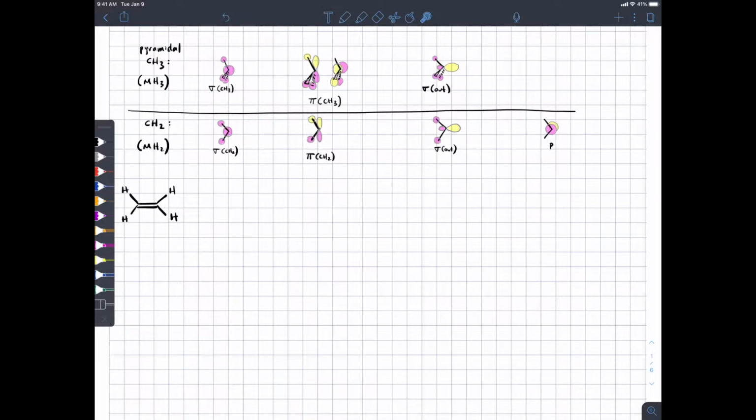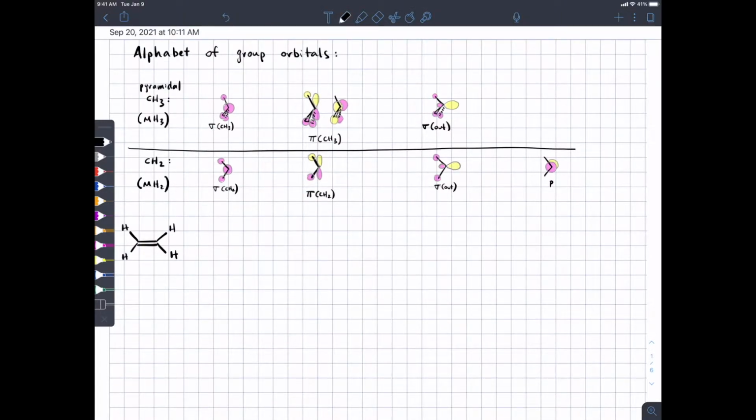Recall that our alphabet of group orbitals for pyramidal CH3 is this sigma CH3 that's based on 1s and 2s orbitals, and the two degenerate pi CH3s that are based on a p orbital on carbon and the 1s orbitals on each of the hydrogens. In the case on the left, the lobe of the 2px orbital, and this is our coordinate system.